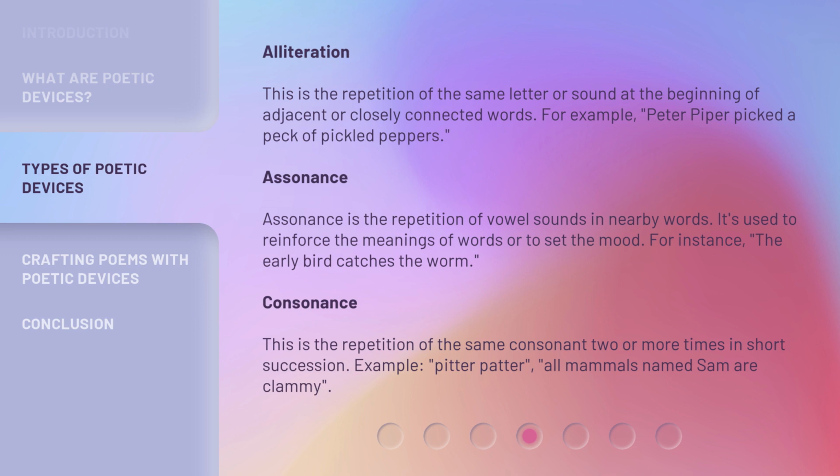Assonance. Assonance is the repetition of vowel sounds in nearby words. It's used to reinforce the meanings of words or to set the mood. For instance, the early bird catches the worm.